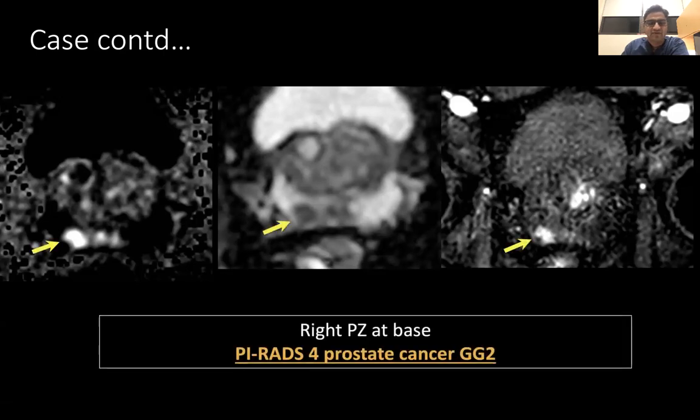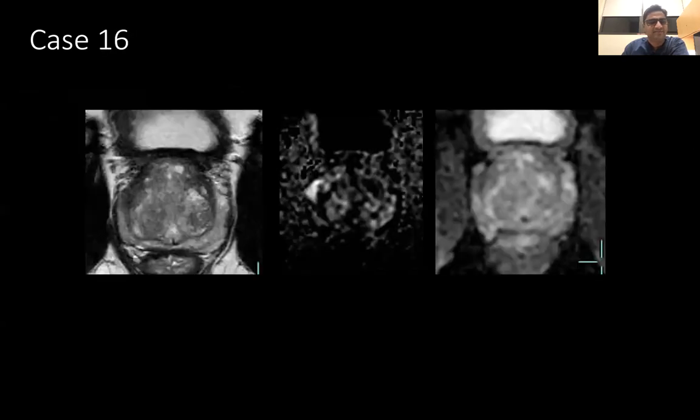And so this corresponds to a right peripheral zone lesion at the base, so it should not be mistaken for asymmetric central zone, or should not be mistaken for all of this to be tumor. You need to identify the exact location so that the biopsy can be targeted to that lesion, and we don't want to undercall these things as well.